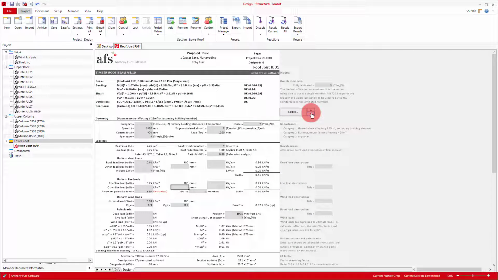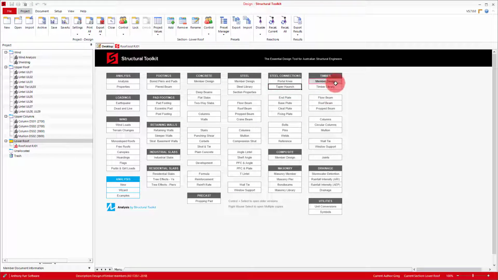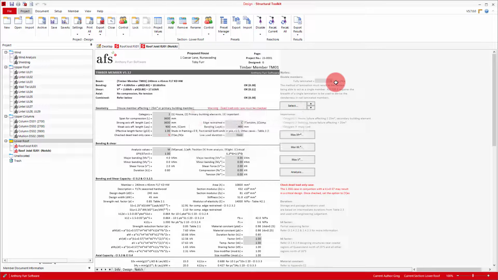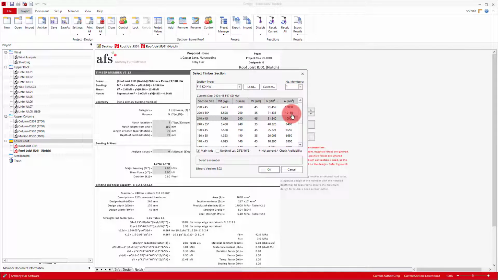As our notch is going to be on the top side of the beam, we'll then want to be using our wind shear force, as this is the only force that would apply upwards. To design this notch, we'll open up a timber member design. We'll then go to the notch section below, and we'll also select our current timber size.